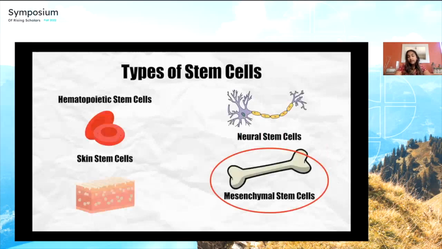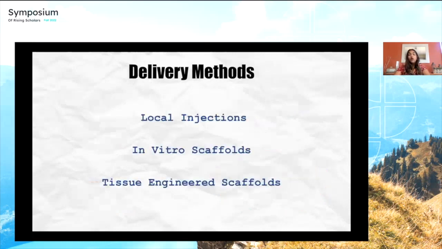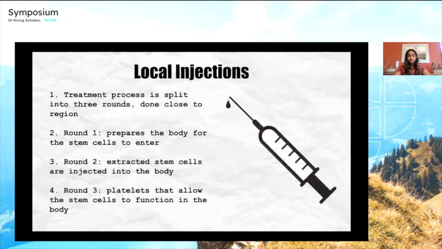There are different types of stem cells in the body that can be used for treatment. In most studies, scientists choose to use mesenchymal stem cells as they are found in the bone marrow for easy retrieval and return back to the body. Once the stem cells have undergone their modification process, doctors commonly use 3 types of methods to return them back into the body: local injections, in vitro scaffolds, and tissue-engineered scaffolds.